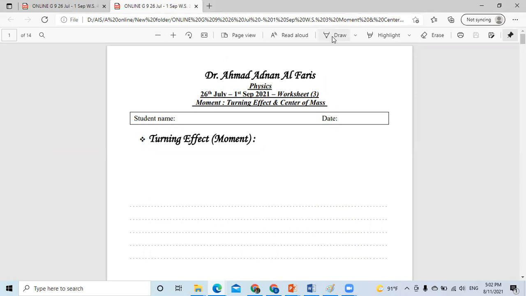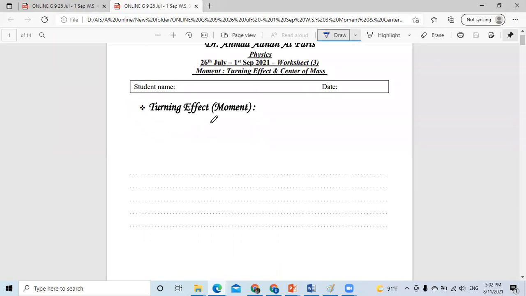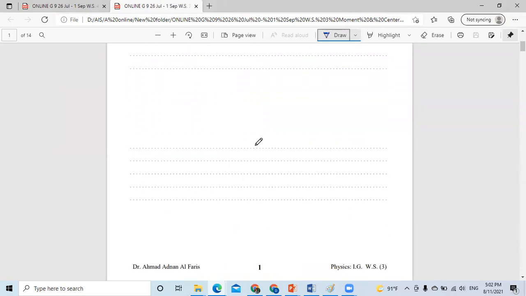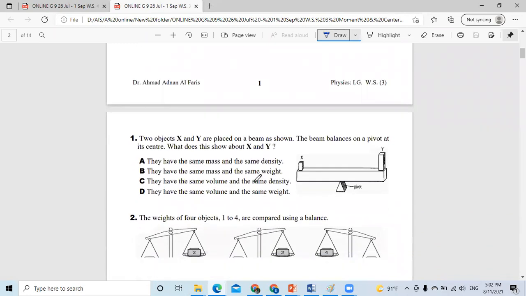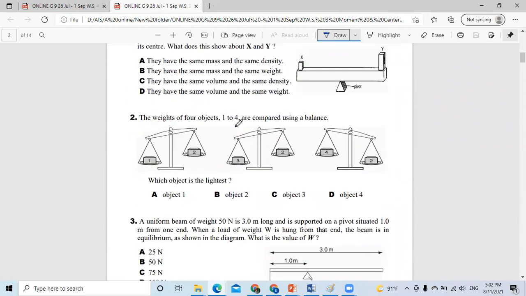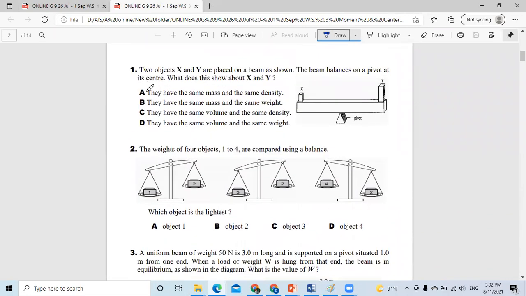Today we are going to continue talking about moment and turning effects. We are going to answer the questions on the worksheet, that was homework, and the rest of the question. Then we are going to talk about Hooke's law, inshallah. Bismillah ar-Rahman ar-Rahim. First question, yalla.